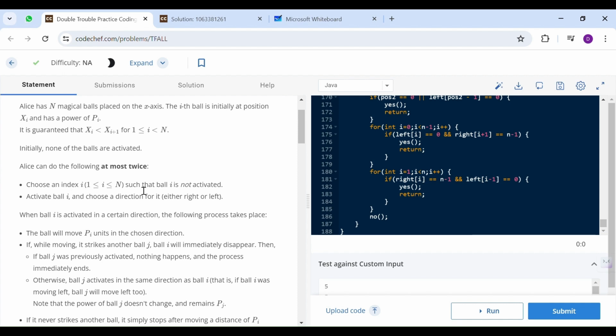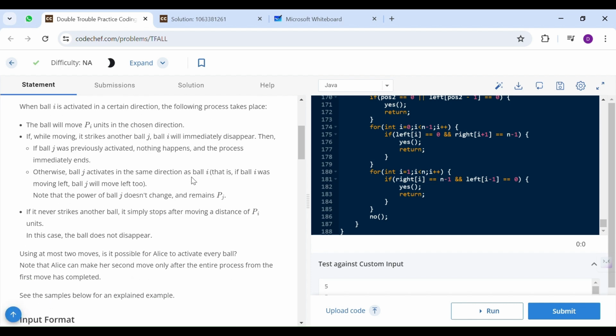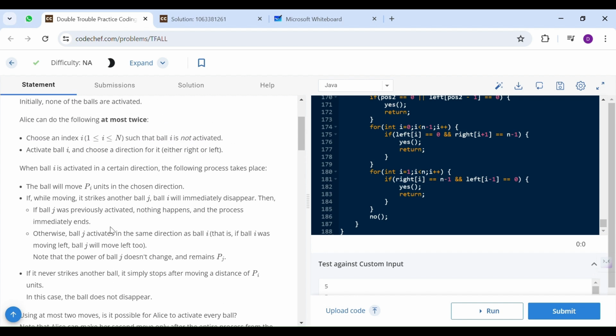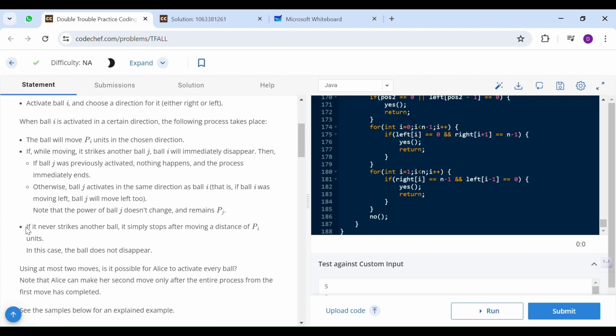Choose an index such that the ball is not activated. Activate the ball. Choose a direction for it, either left or right. Okay, and your goal is to activate every ball. And you need to use at most two moves. Okay, at most two moves. And this is important.